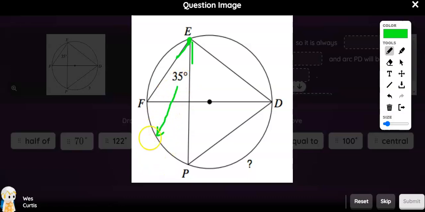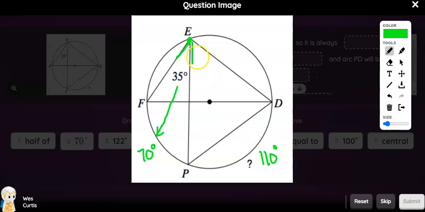If that's 35, remember, inscribed angles are always half of their arc. So this arc is 70, because half of 70 is 35. I basically did 35 times 2. What about this arc over here? I know this circle's cut in half, and it better be 180 degrees on this side. So this arc is 110, 180 minus 70.